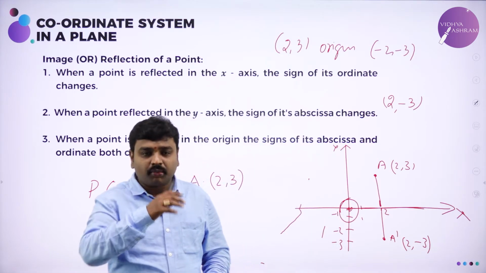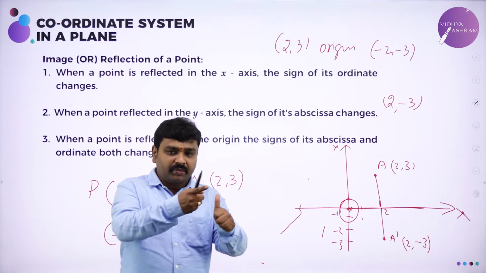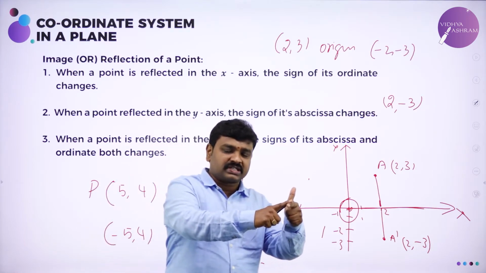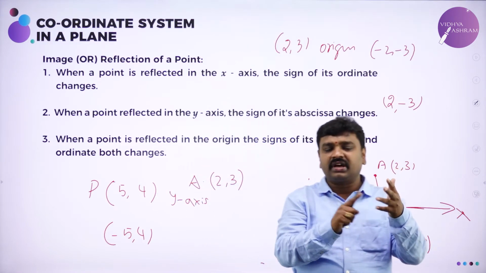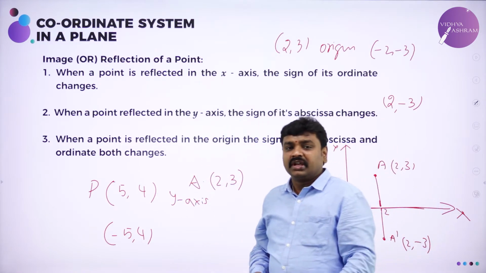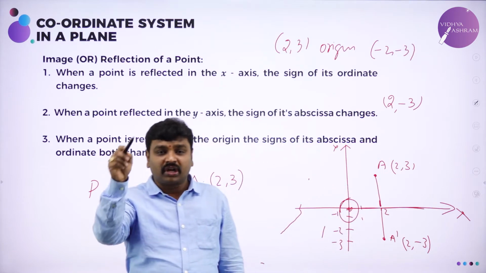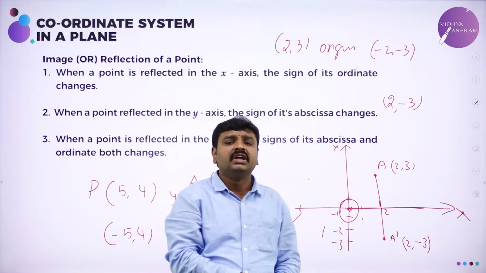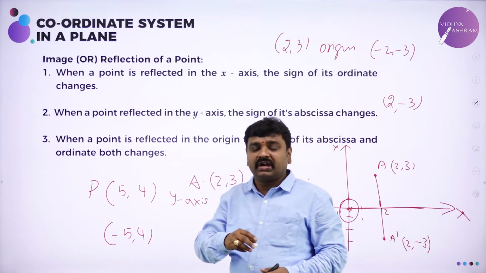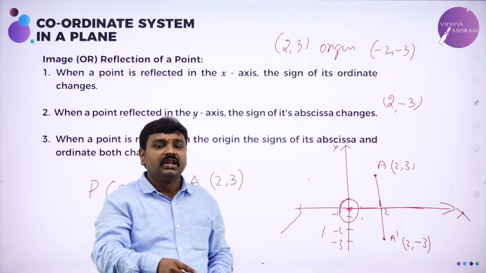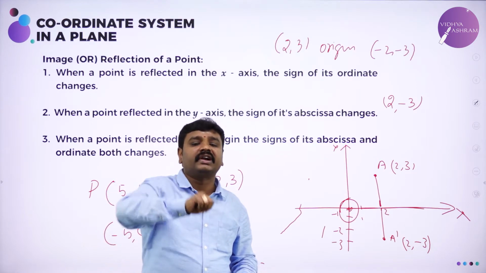When you talk about any point, the point may lie on the x-axis, or on the y-axis, or in the first quadrant, or in the second, third or fourth quadrant. All the possibilities. If both signs, x and y, are positive, the point will be in the first quadrant. If x is negative and y is positive, second quadrant. If both are negative, third quadrant. If x is positive and y is negative, fourth quadrant.